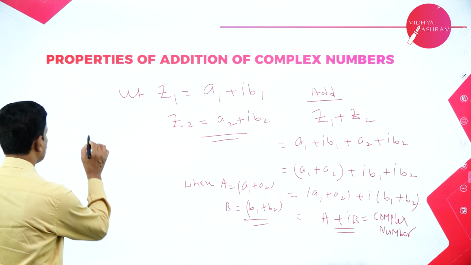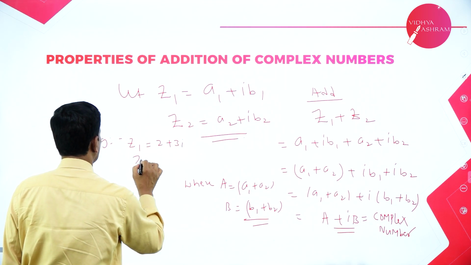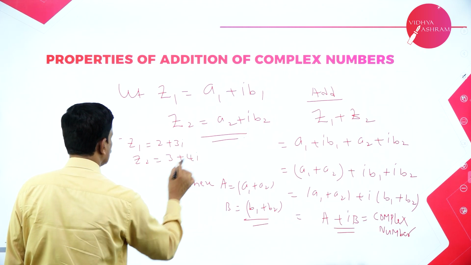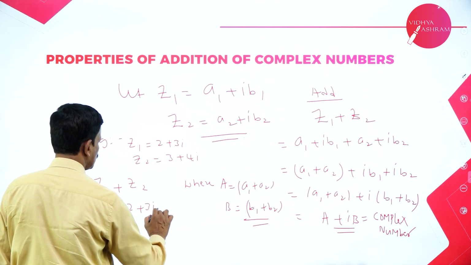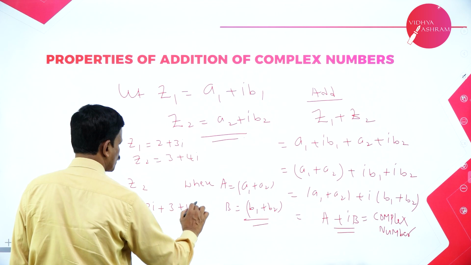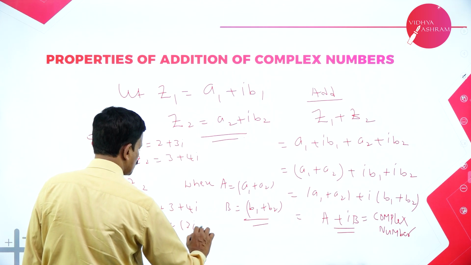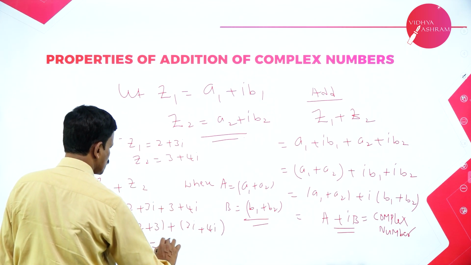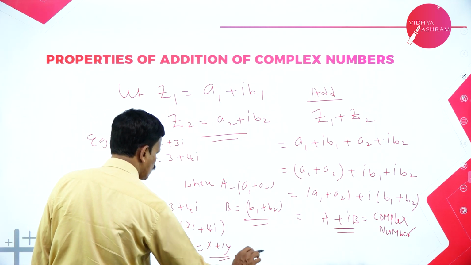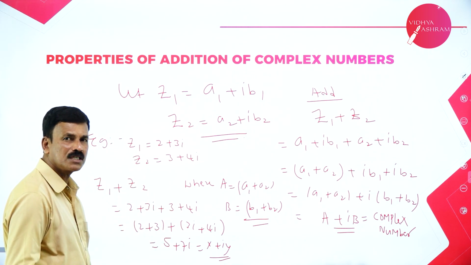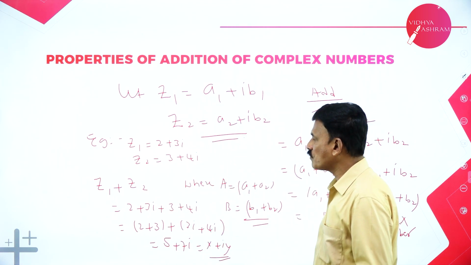Let us consider an example: Z1 is equal to 2 plus 3i and Z2 is equal to 3 plus 4i. If you add Z1 plus Z2, that is 2 plus 3i plus 3 plus 4i, add the real parts, 2 plus 3, and the imaginary parts, 3i plus 4i. What is this equal to? 2 plus 3 is 5, 3 plus 4 is 7i. So again this is of the form x plus iy, a complex number. The real part is 5 and the imaginary part is 7. This is how we add complex numbers. So this is called addition of complex numbers.